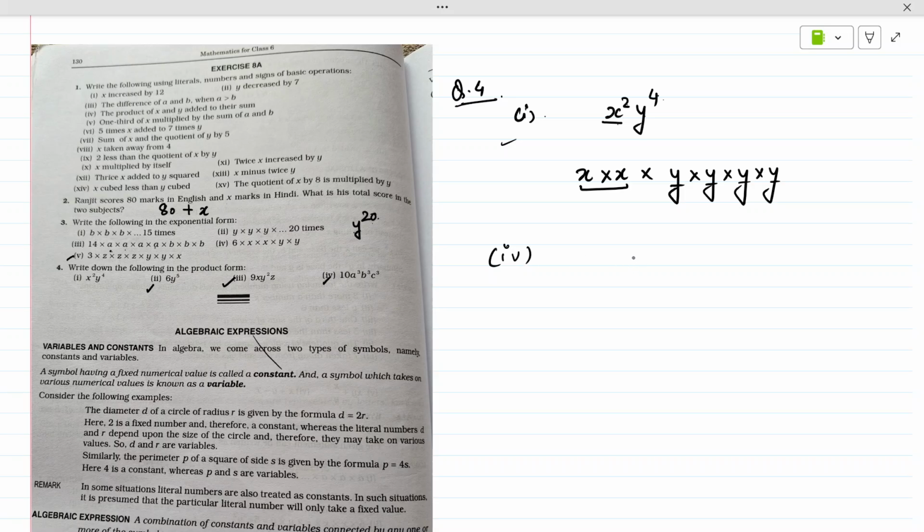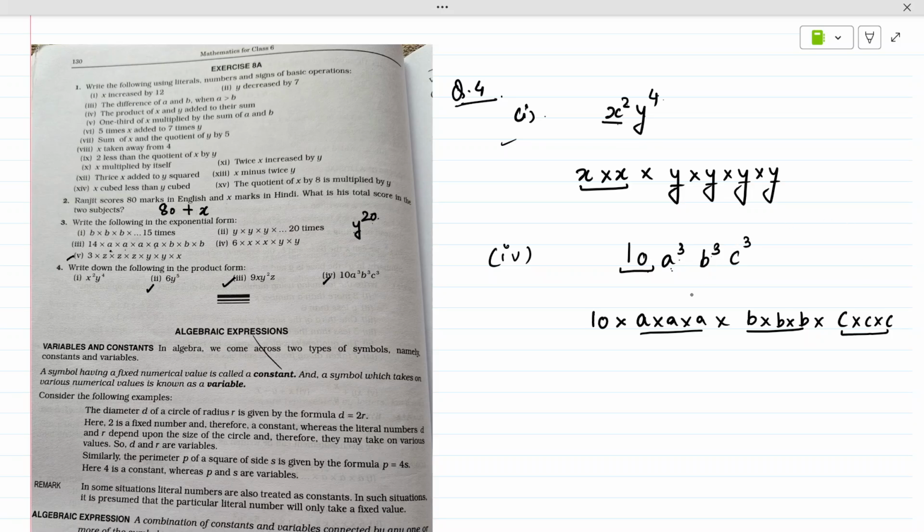In 4th we have 10 a cube, b cube, c cube. Why cube? Because we have 3 in the power. So 10 is a number, it's a constant, so there will be no change, 10 as is. And this is in multiplication with a. Okay, so a how many times? 3. 1, 2, 3. A is done. Now I'm writing b 3 times. 1, 2, 3. 3 times. And now c. Okay, 3 times.